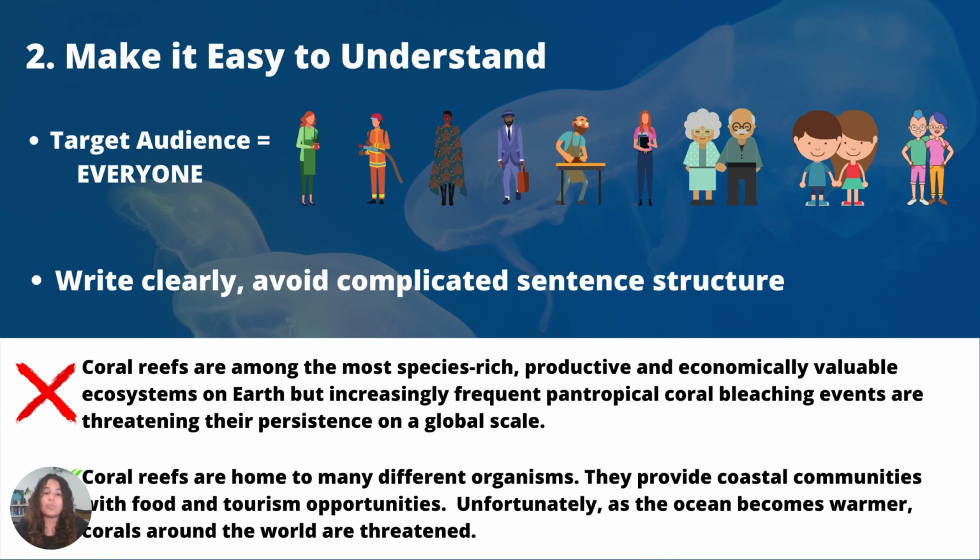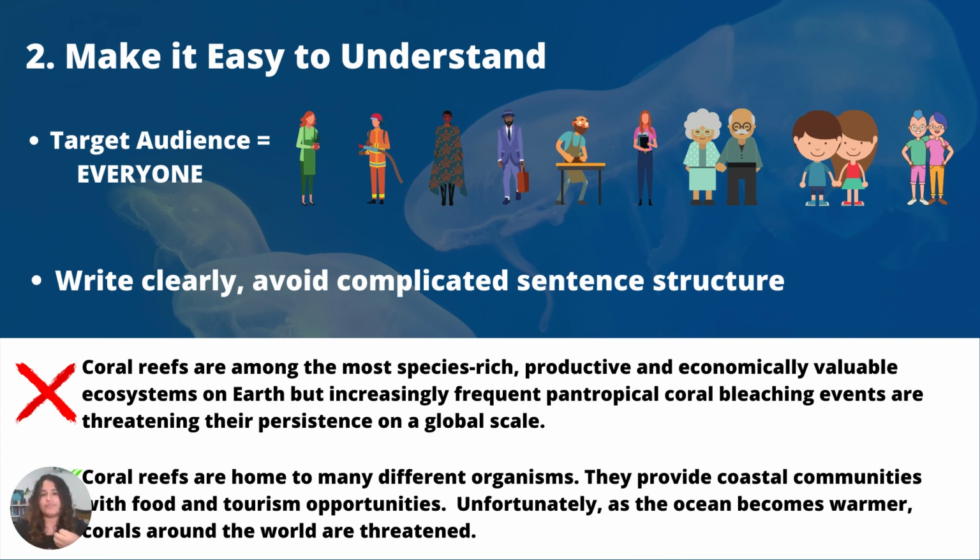It's really important that you write clearly and you avoid complicated sentence structure. Why? Because a really long and complicated sentence is not easy to read, and it's not something that people want to do. So for example, you have: coral reefs are among the most species-rich, productive, and economically valuable ecosystems on Earth, but increasingly frequent pantropical coral bleaching events are threatening their persistence on a global scale. I got tired just reading that, and that is one huge sentence.